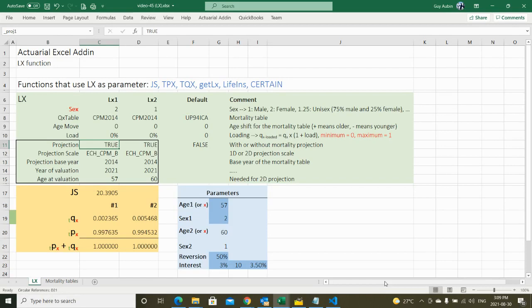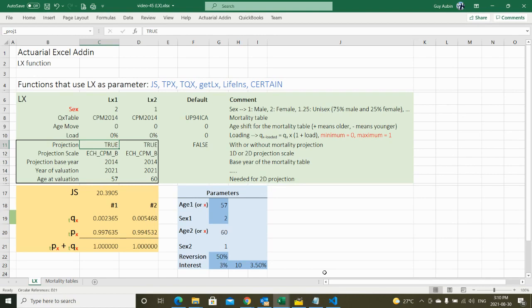Welcome to this tutorial about the LX function. LX comes from the actuarial notation and it represents the number of lives surviving at age X, starting at 1 million at age 0 and going down with mortality at age 120. The LX function will return a vector of LX values from age 0 to 120. The LX function is never used alone, but always as a parameter of other functions like the JS functions for annuity factors, the TQX functions to calculate the probability of mortality, and TPX for the probability of survival.